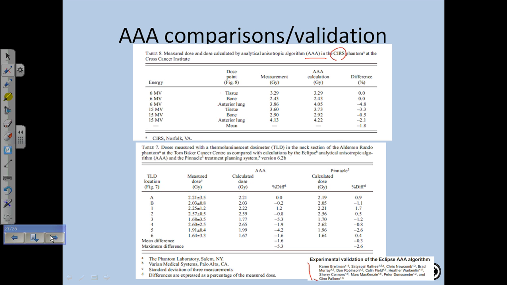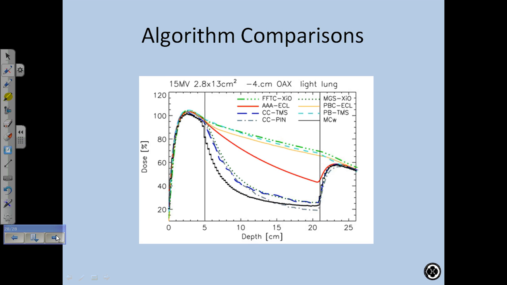AAA is not superposition. Okay, this is another algorithm comparison. This is just a simple PDD of different algorithms calculating that PDD. Let's look at the best case first. The best case is the gold standard, Monte Carlo. So the gold standard is this one. That's your Monte Carlo. Now, what are we looking at?